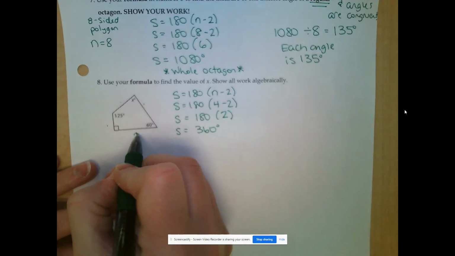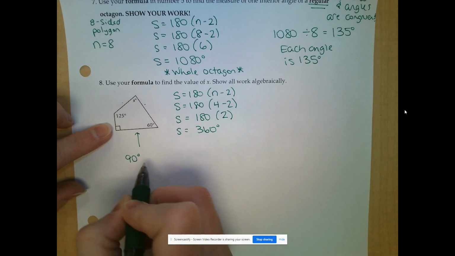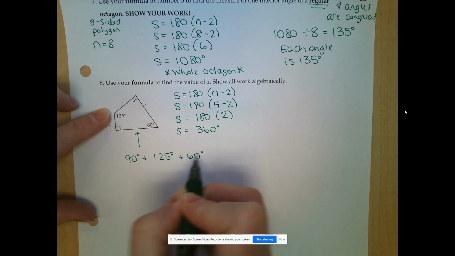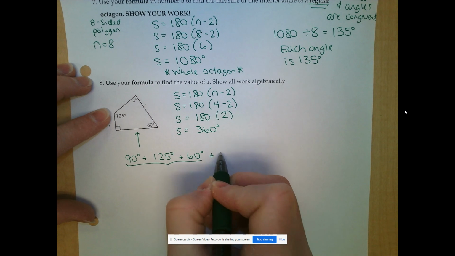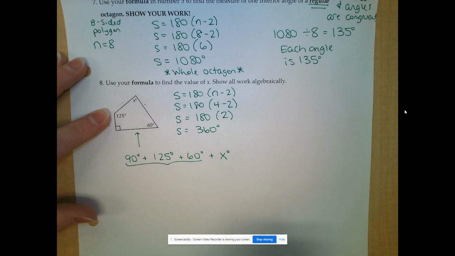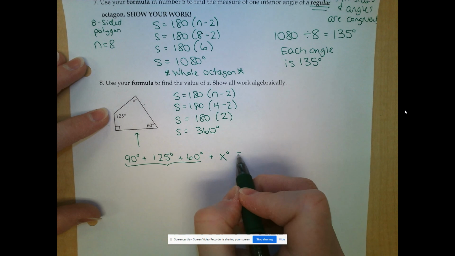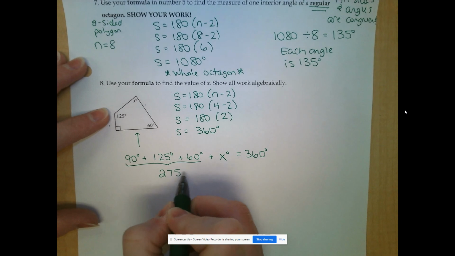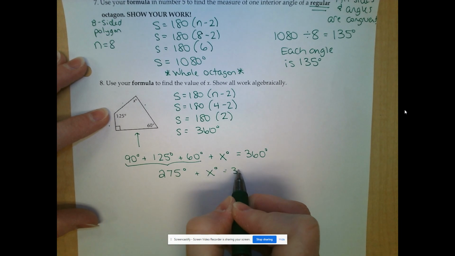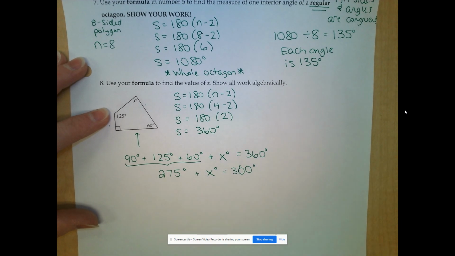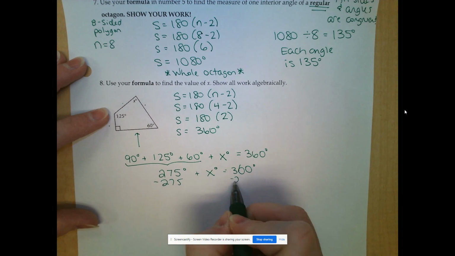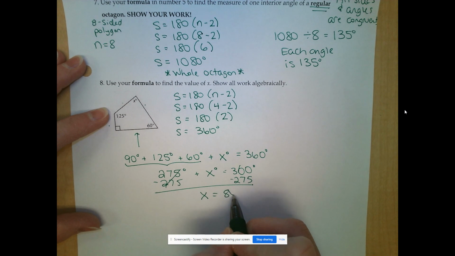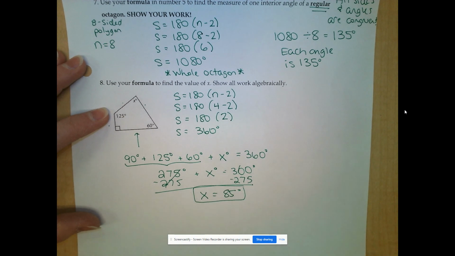Now, in this shape, we have a 90-degree angle. That's the one with the little square in the corner. Plus, we have a 125-degree angle. Plus, we have a 60-degree angle. Those are all the angles that we know. Plus, there is a 4th angle that is labeled x degrees, which is the one we're solving for. If we add up all 4 of them, they need to add up to 360 degrees. So the 3 angles we know take up the first 275 degrees of this quadrilateral, and we have 360 to work with. We're going to take away that 275 from both sides, and we get that the missing angle, x, has to be worth the remaining 85 degrees.